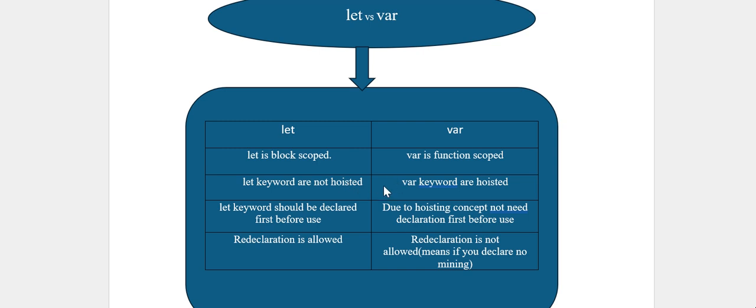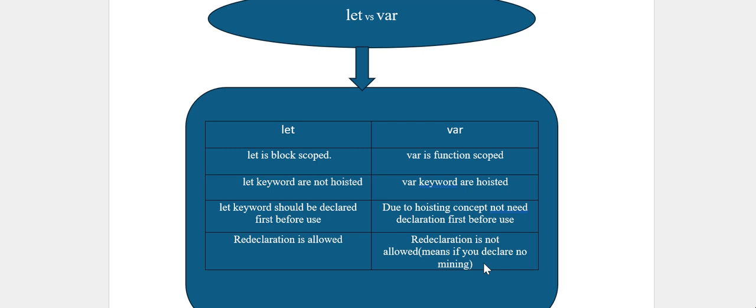Once we execute let and var with examples, at that time we will discuss the hoisting concept a little bit, but more information we will get in the next video. Third point: a let variable should be declared first before you use it. If you want to use a let variable, you declare it first and then you can use it. With var, due to the hoisting concept, you do not need to declare it first. Also, let redeclaration is not allowed, but var redeclaration is allowed. That is the difference between let and var.